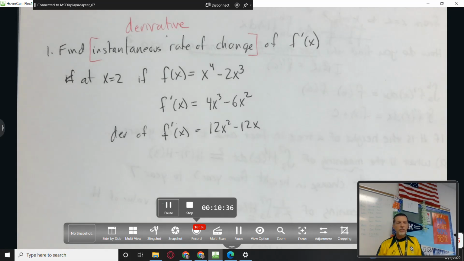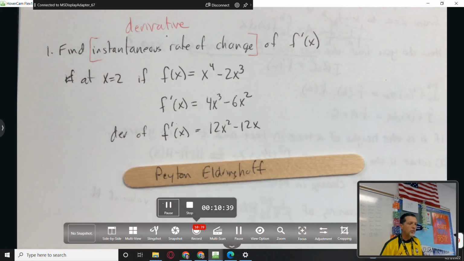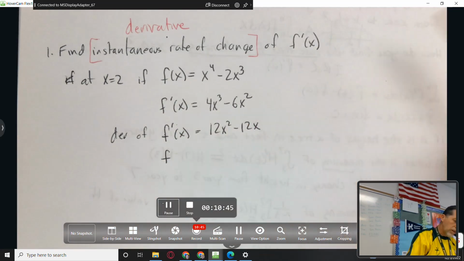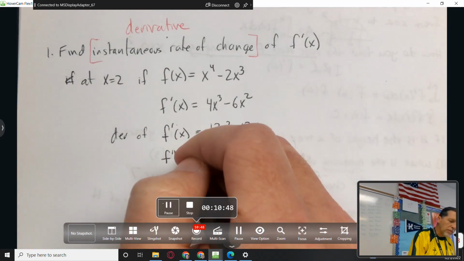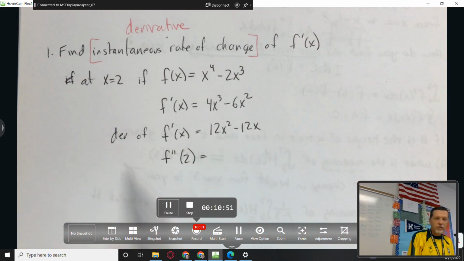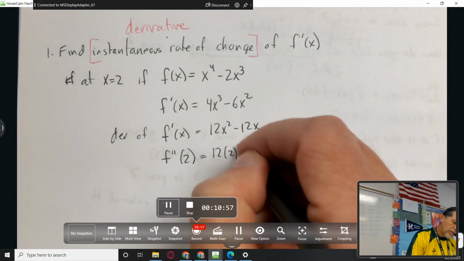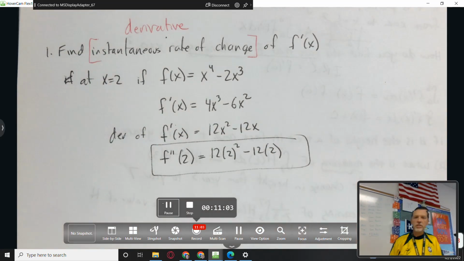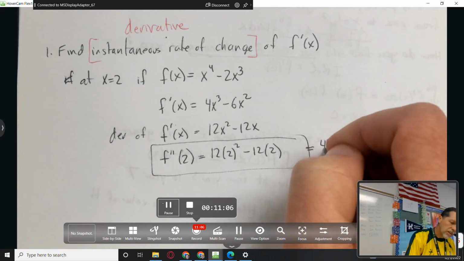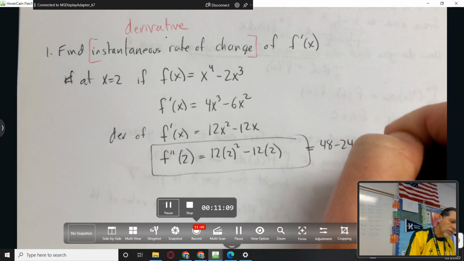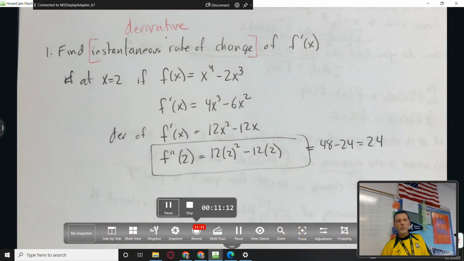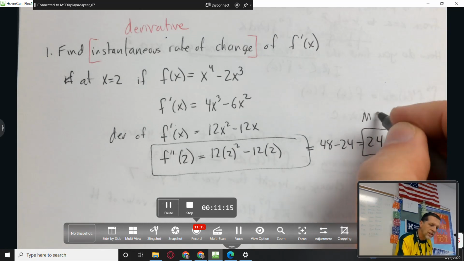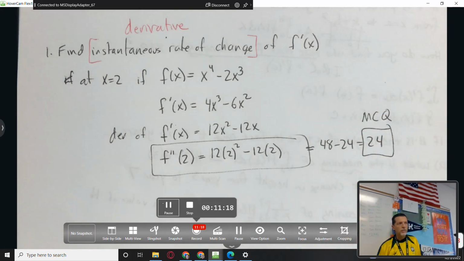It's still not finished yet, Peyton. What do I need to do to fully answer this question? Plug in 2. So I guess I want to switch to calling this f double prime. But if you just left it derivative of f prime, that would be fine too. That's exactly what they asked for. 12 times 2 squared minus 12 times 2. Not that one's very hard. 48 minus 24 is 24. And tomorrow is all multiple choice, so it's going to be reduced, simplified to 24.